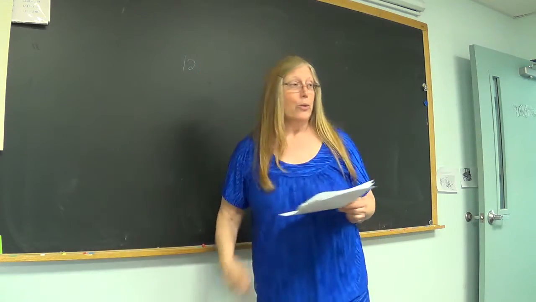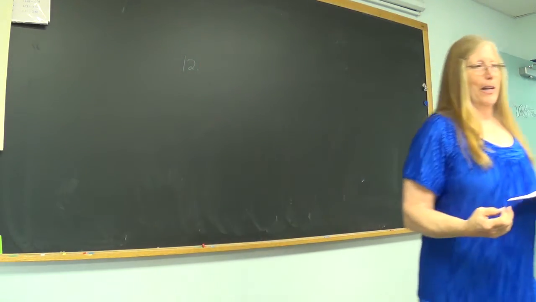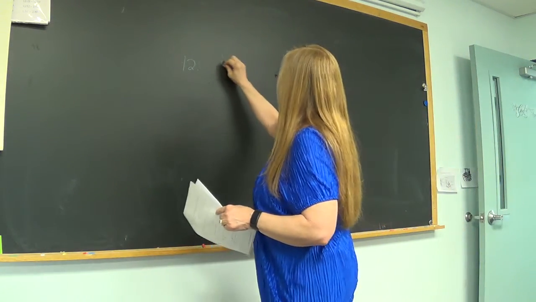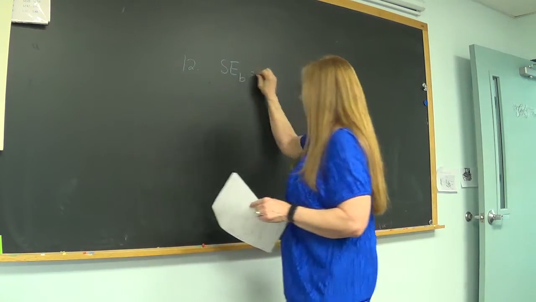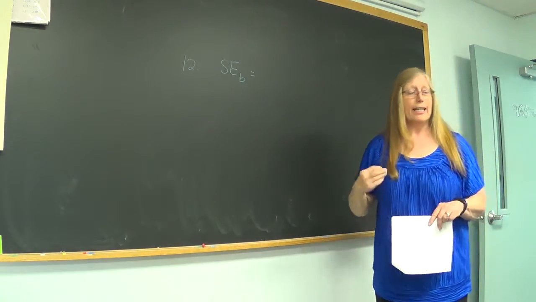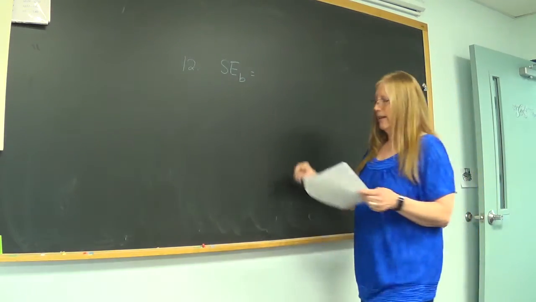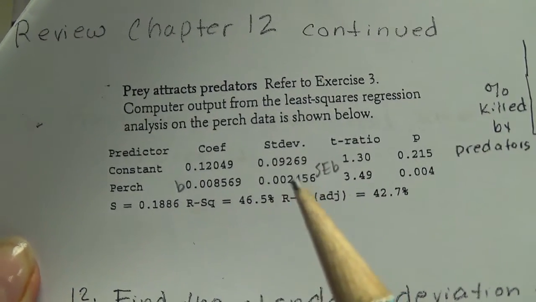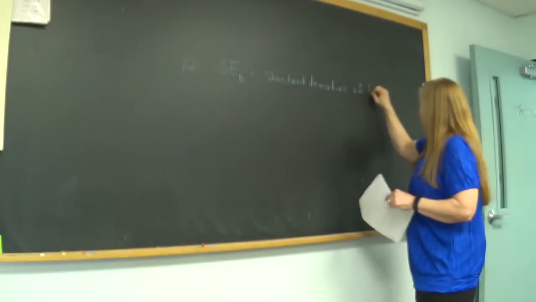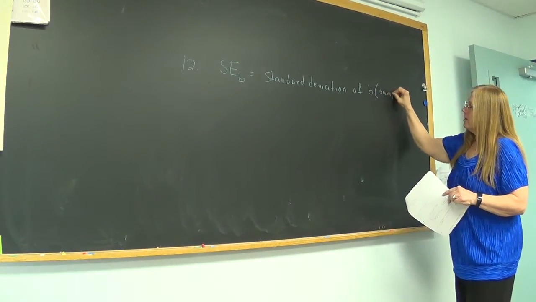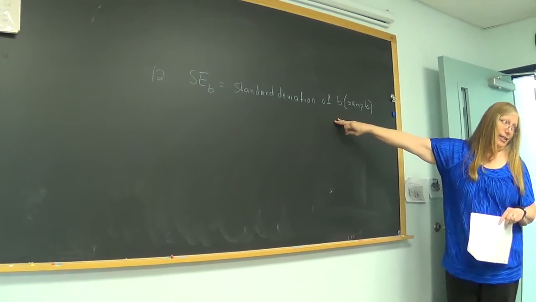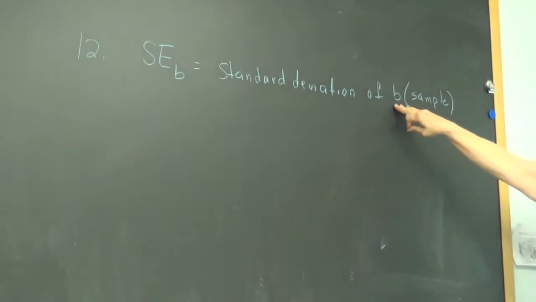Do we look where we normally look for SE of B? And the answer is yes. The note I want to make is the standard error of the slope is what we normally call it, but it is the standard deviation of the B's. So, standard deviation of a sample. Remember, B comes from a sample.